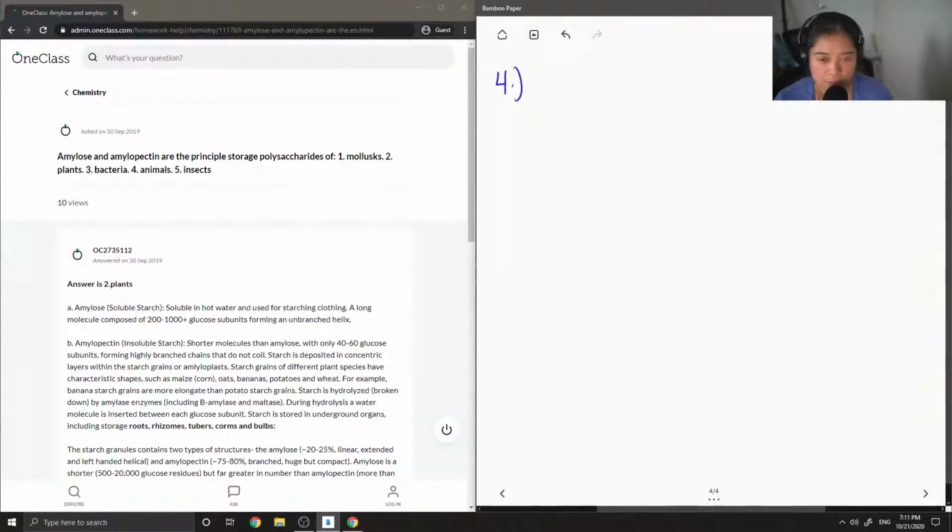Amylose and amylopectin are the principal storage polysaccharides of 1. mollusks, 2. plants, 3. bacteria, 4. animals, or 5. insects. Okay, so I'm just going to go ahead and say that the answer for this question is that they are examples of the principal storage polysaccharides in plants.